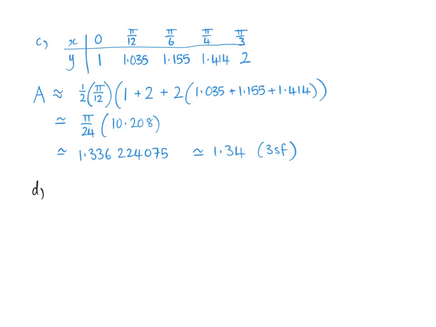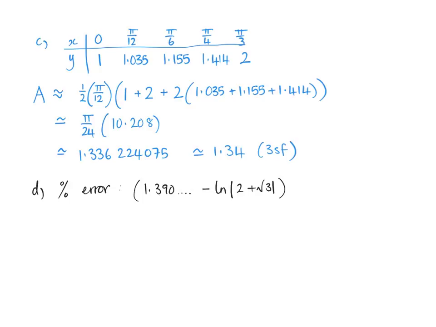Part D is asking for the percentage error using B. So percentage error, which you sometimes are asked for, it's not that common. It's 1.390 and all the rest of it, take away the actual area.